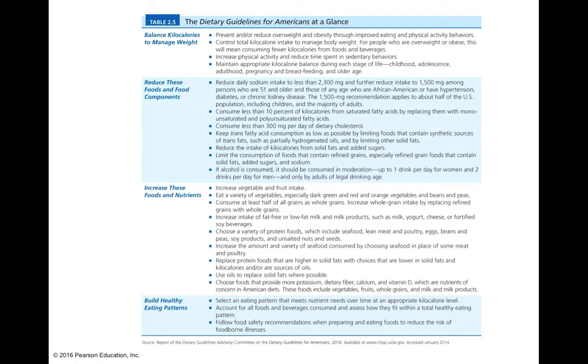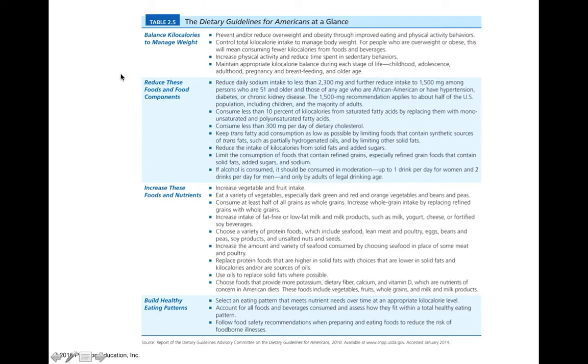Right? And that means that if you're already overweight or obese, you may need to actually be consuming fewer calories than your daily recommended guidelines so that you can shed those calories from your body. And you'll do that also by increasing your physical activity and reducing the time spent in sedentary behaviors like sitting in front of computers, listening to nutrition lectures. Also maintain appropriate kilocalorie balance during each stage of life like childhood, adolescence, adulthood, pregnancy, breastfeeding, and older age.